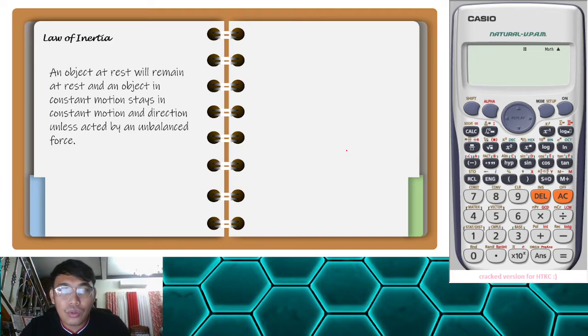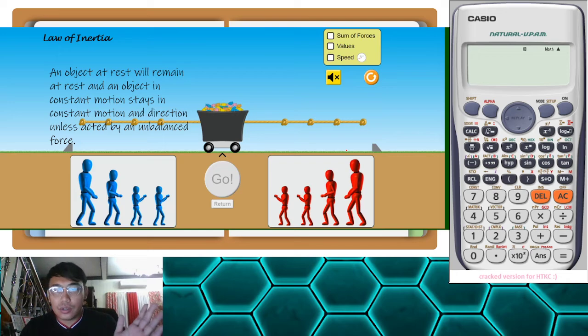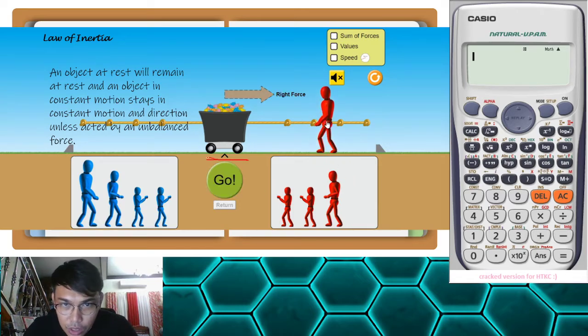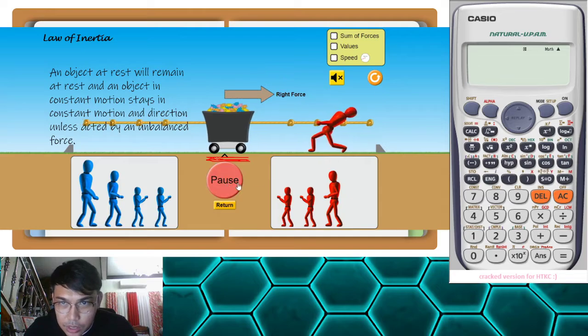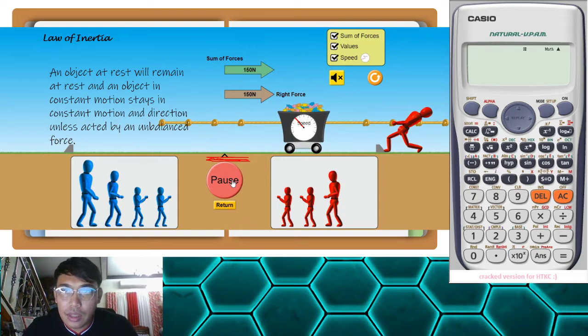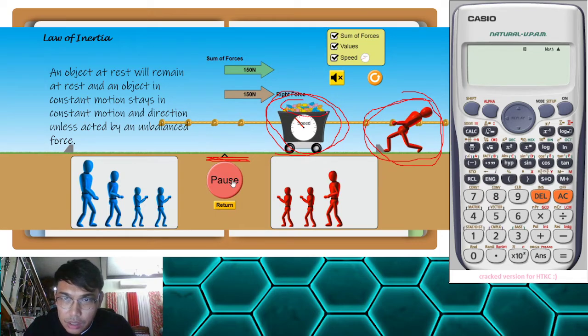Okay, so let's try to look at this video. This is a short video. As you can see, there is a resting object, and let's see what's going to happen. Guys, look at this one. This guy right here is pulling this object. There are tons of candies, and there is a speed indicator on how fast this object is going.